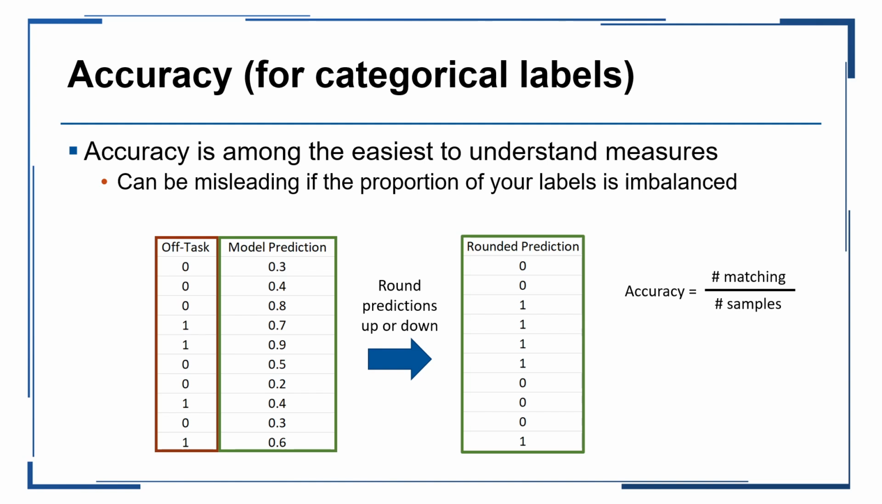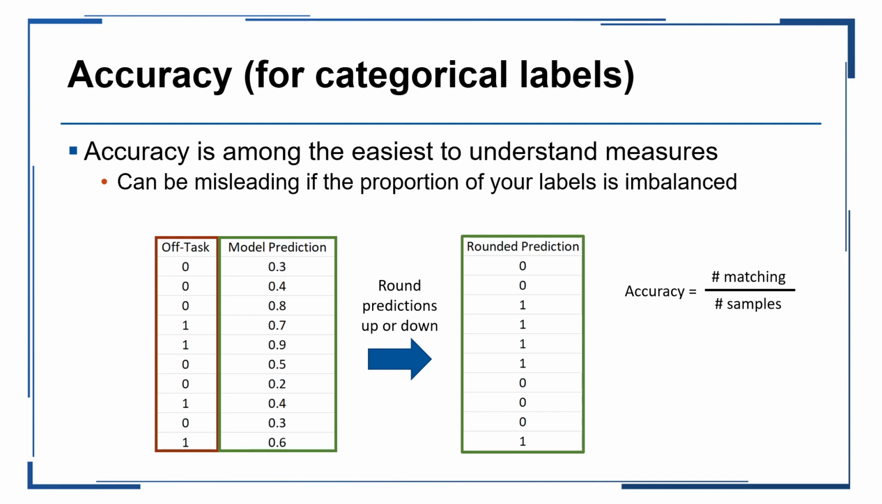First, for categorical variables, for categorical labels, accuracy is among the easiest of metrics to calculate and understand. To calculate accuracy, we simply need to take our model's predictions, which often are produced as a decimal valued probability, and round either up or down to create a rounded classification. Accuracy is then simply the number of rounded predictions that match the actual label divided by the total number of samples. Now within this, as with any metric based on a rounded prediction, there is also a caveat as to how to apply this rounding step.